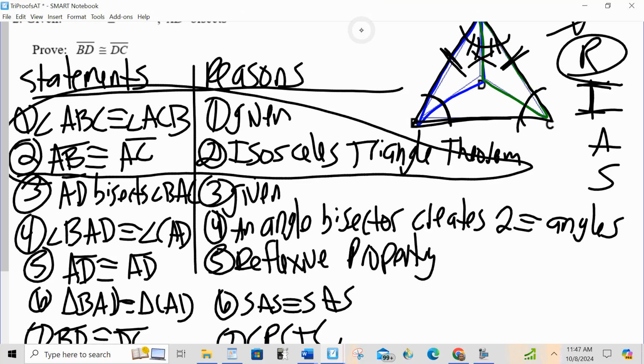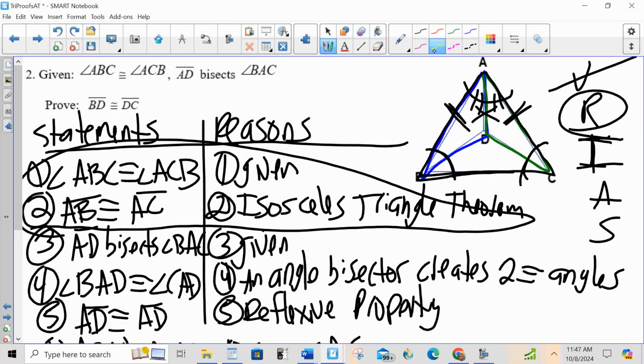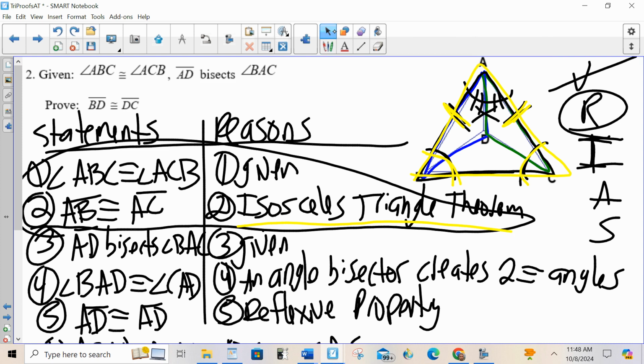So again, the additional tool was right here. ABC and ACB were not angles of the triangles we're trying to prove, but it did make this an isosceles triangle. And an isosceles triangle not only has two congruent angles, it also has two congruent sides. So I can state those sides, reason isosceles triangle theorem. That's it. Those are the two new additional tools. There's also subtraction property, which is really the same concept as addition property.